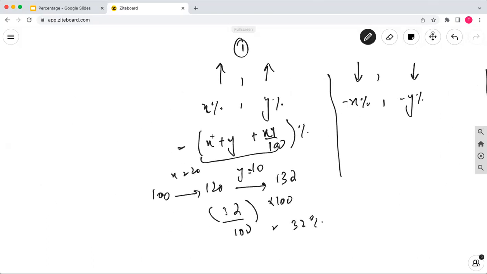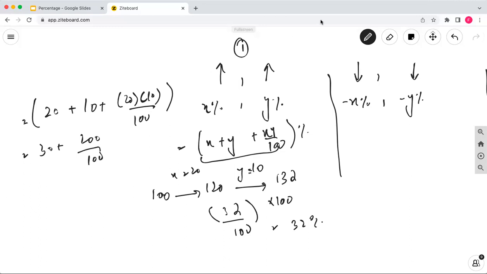In this formula, in place of X we have 20, in place of Y we have 10, and 20 into 10 by 100. This will be 30 plus 200 over 100, and that will be 32%. This is the whole percent. But this is the first formula, in which we are increasing in both steps in sequence, right? So just remember this formula. It will literally help you in solving such questions. This is the first case, when we are increasing in both cases.